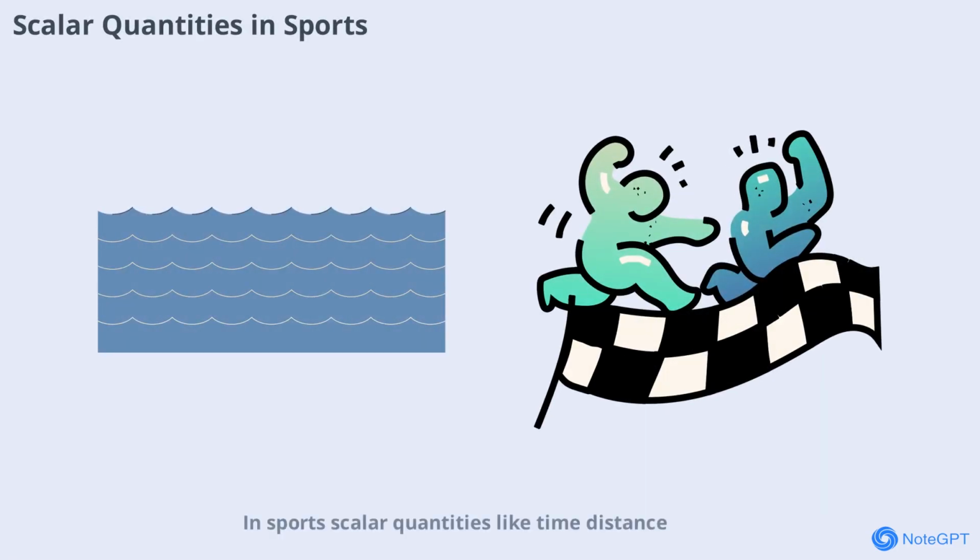In sports, scalar quantities like time, distance, and energy are used to measure performance. For example, a runner's time to complete a race or the total distance covered are scalars. These measurements help athletes track progress and set goals.